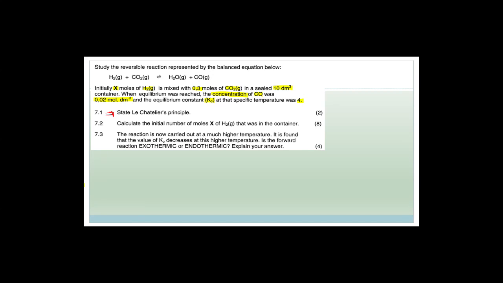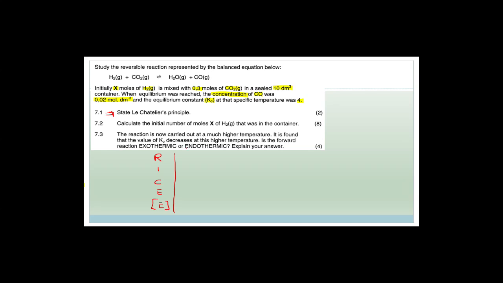Now it says, calculate the initial number of moles of X, of hydrogen, that was in the container. Let's have a look at this question. First of all, we're going to have to write out the table. So we've got R, I, C, E, and E concentration.